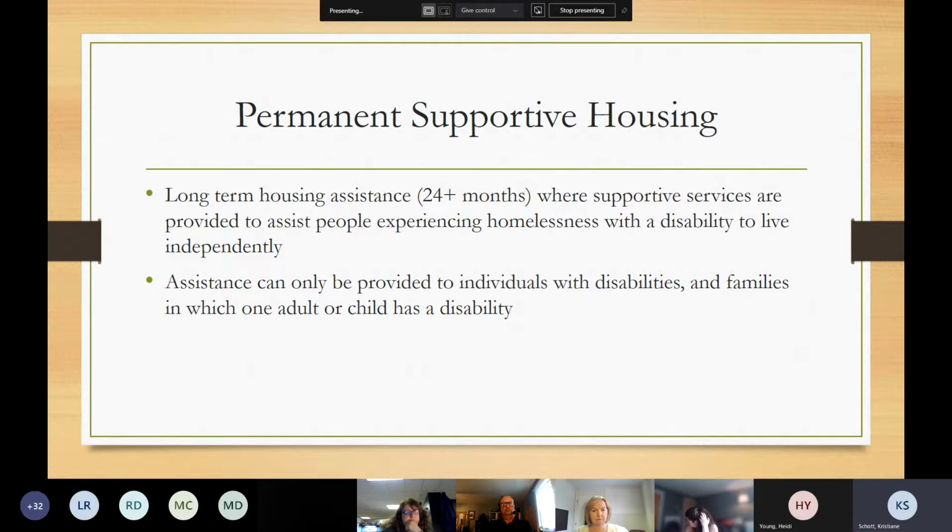Permanent supportive housing, which we refer to, lovely acronyms, as PSH, provides long-term assistance to individuals, youth, and families with a disability. Long-term assistance means that housing assistance can last for over 24 months and does not have a designated end date. And that assistance is provided until the program participant chooses to exit the program or is terminated from the project.